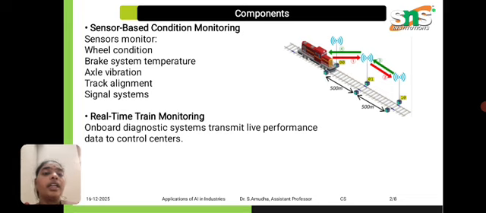Real-time train monitoring is done by an onboard diagnostic system. It sends live performance data to the control centers. It automatically detects train track movements and monitors train condition. Everything is done with AI.